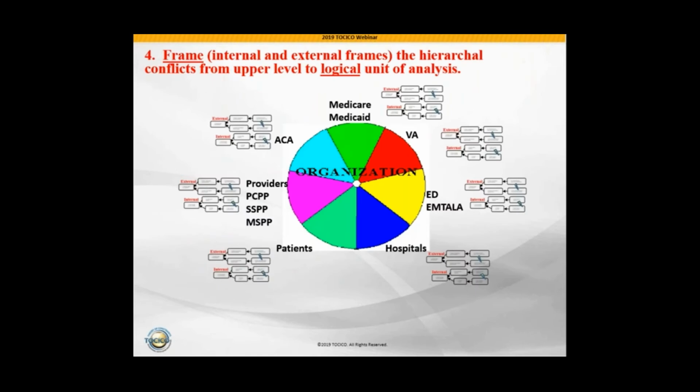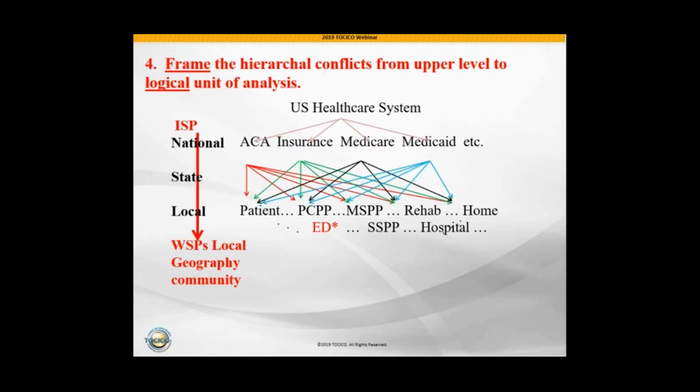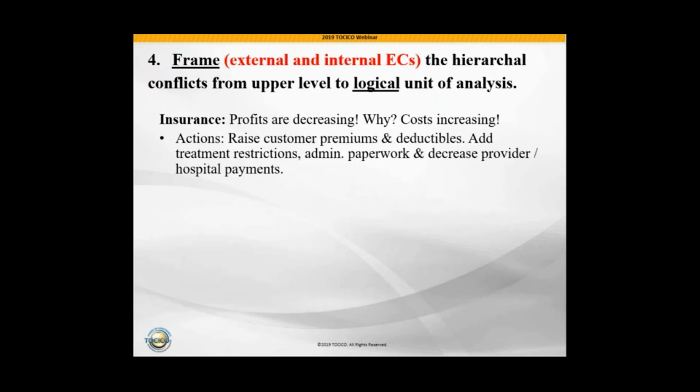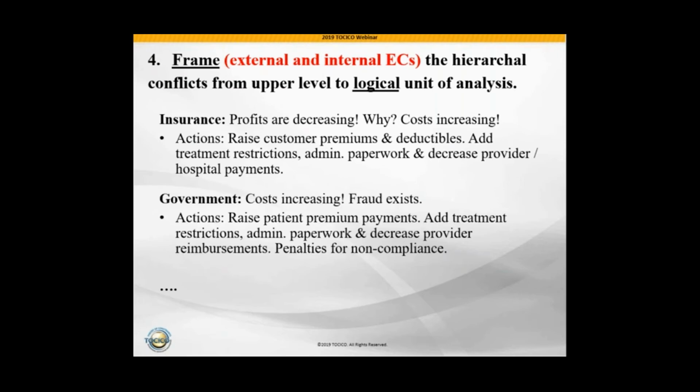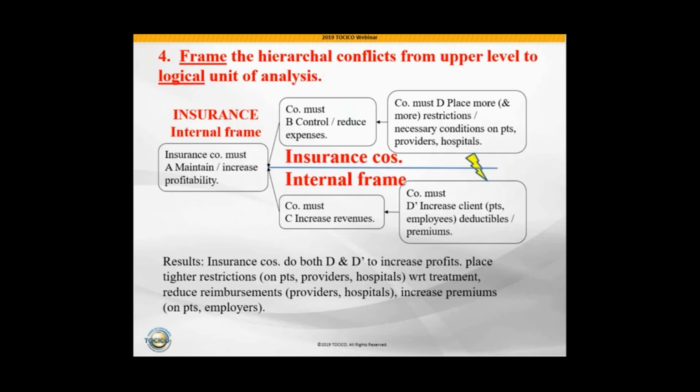These are the different rules and regulations put on the healthcare organization that they have to follow. We see these rules and regulations applied to the different links. Insurance companies have their cloud, government has their cloud. These are the different clouds. External frame, the rules that they apply, and you have to look at the internal frame to understand the logic of why they are placing those restrictions on that next link.